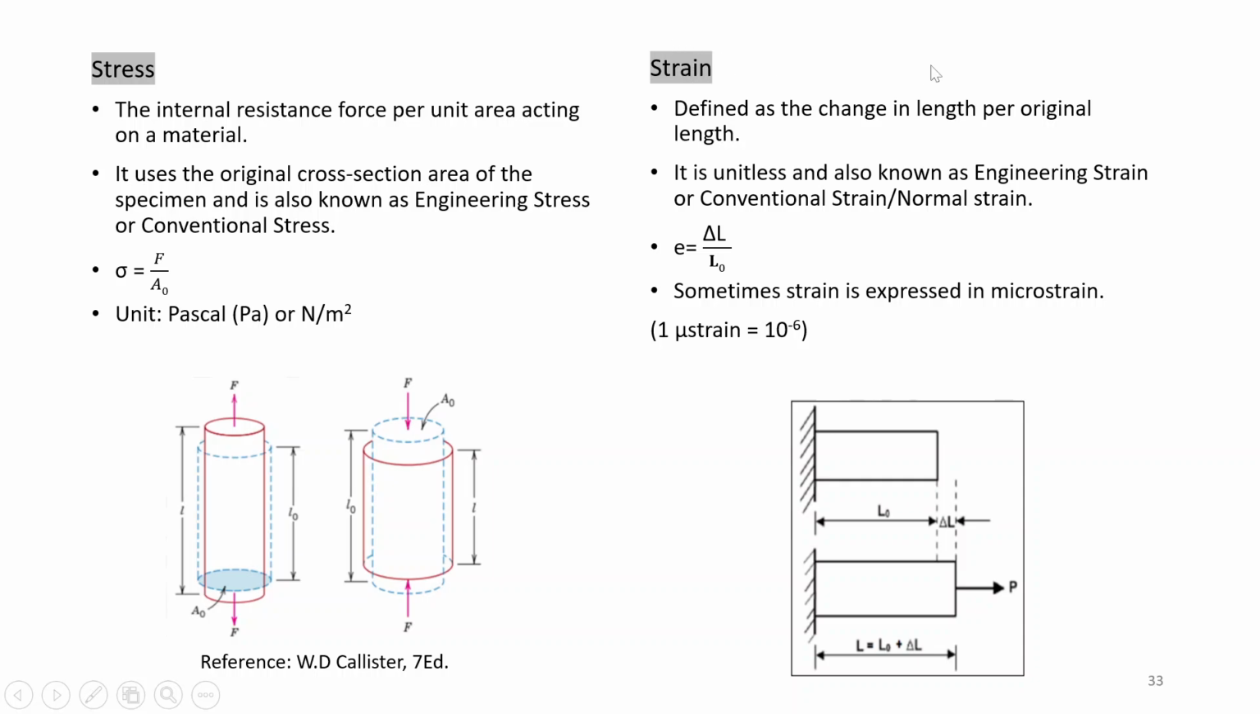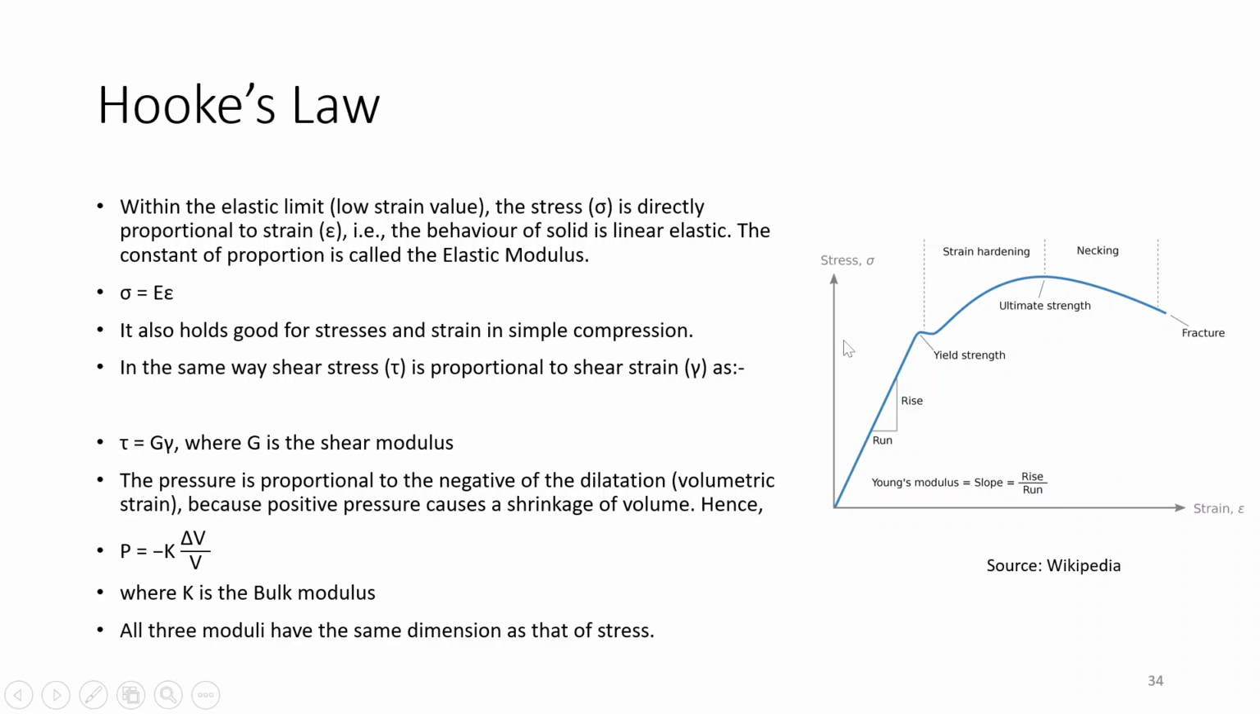Now in case of strain, it is defined as the change in length per original length. So you have to divide your change in length, delta L, the displacement, by the original length, and it is unitless and also known as engineering strain, conventional strain or normal strain. Okay, so e can be given as delta L upon L naught. Sometimes strain is expressed in microstrain. So 1 microstrain is equal to 10 to the power minus 6.